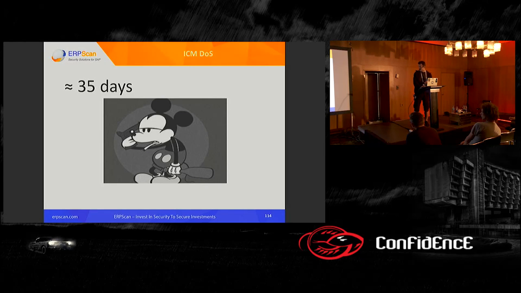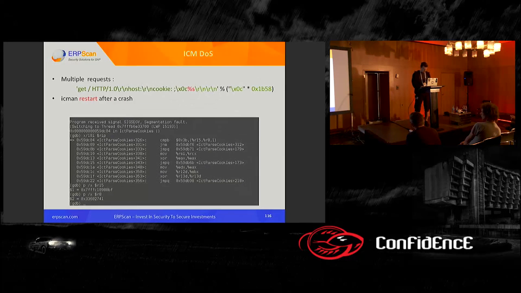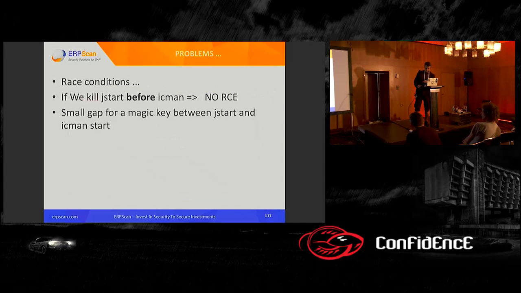And yes, after 35 days plus some weekends, we found an issue which allows us to trigger a DoS attack. On the slide, you can see part of the requests which allow an attacker to crash the service. And again, what's interesting, the ICMAN process restarts after the crash. Some problems. First, all the bugs are race conditions. And what's interesting, if we kill JSTAT before ICM, we don't get remote code execution. And second problem, a small gap for the magic key between JSTAT and ICM start.